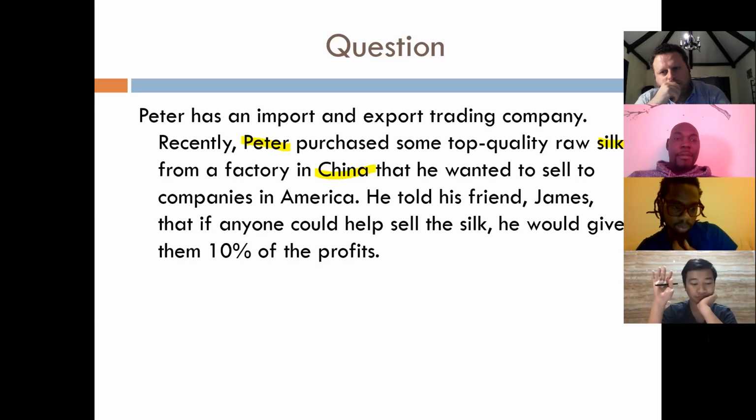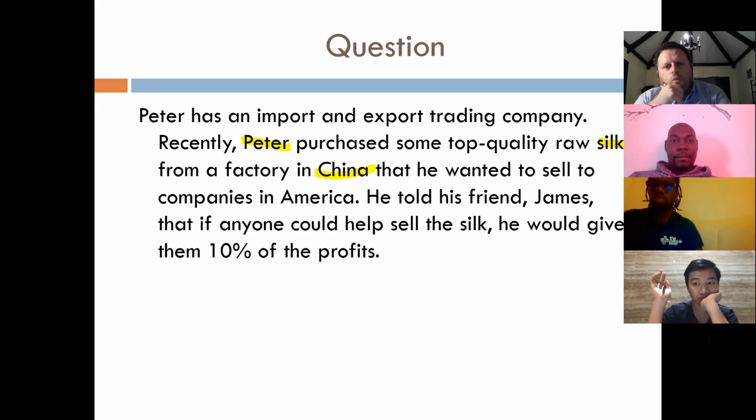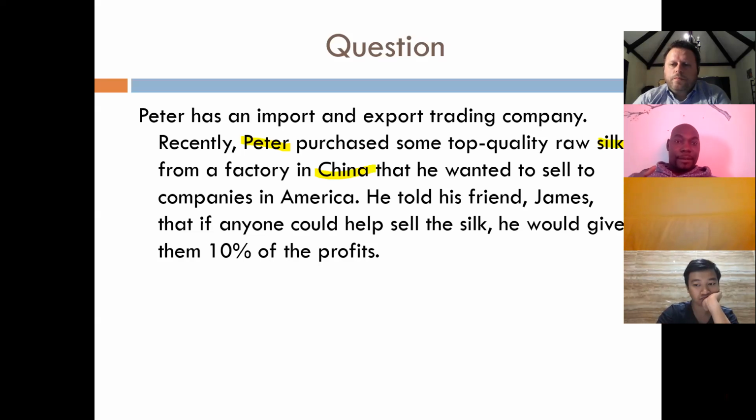I think at that time he's his agent. Why? Because he told him to find the buyers. And at that time he can be the agent, just for this time. But he told his friend if anyone could help sell the silk, he would give them 10%. He didn't say, you, James, help me. He just said, if anybody could help me, I'd give them 10%. But anyone who did that can be the agent. Maybe so.